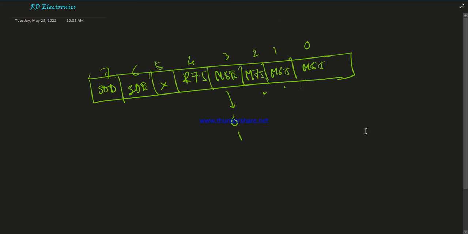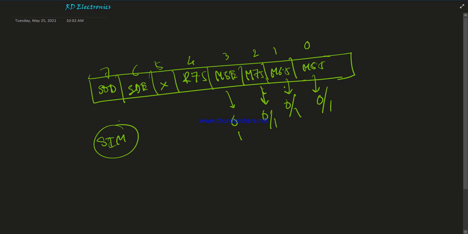Now when the pin is 1, the interrupt is masked, and if 0, the interrupt is available. Similarly for this one, 0 for available, 1 for masked. This is also 0 for available, 1 for masked. So this is the SIM instruction, the interpretation of the accumulator bit pattern for the SIM instruction.